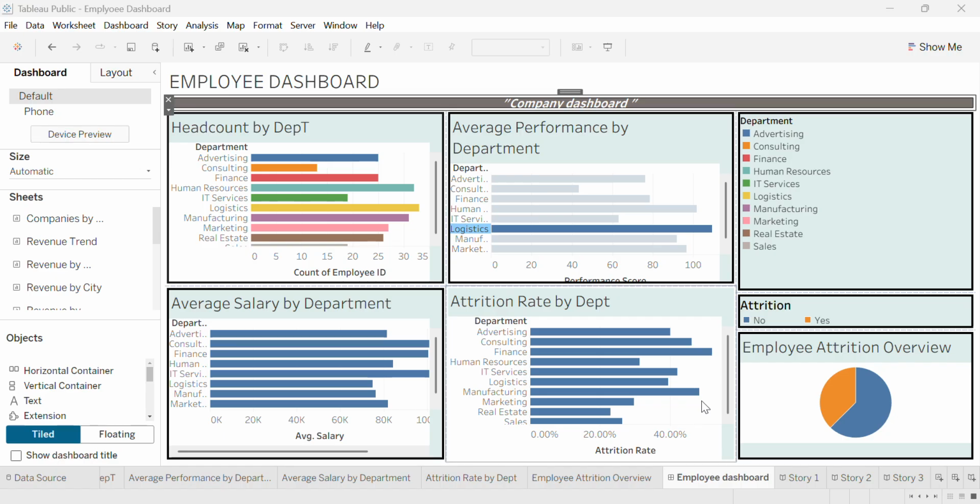First, I will explain how I created my data sets. Second, I will explain my employee analysis dashboard. Third, I will explain my company performance dashboard, and finally I will walk through my Tableau story with the conclusion. Let's begin with the dataset.